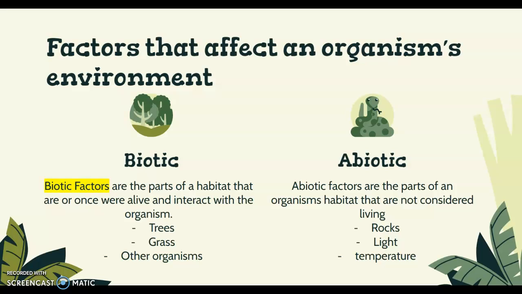So if we were looking at a rainforest, a biotic factor of that rainforest could be another frog that lives with the python. Abiotic factors are parts of an organism's habitat that are not considered living. So you've got rocks, sunlight, temperature. And again, if we look at our rainforest, something non-living could be a waterfall that's in the middle of a fish's habitat.